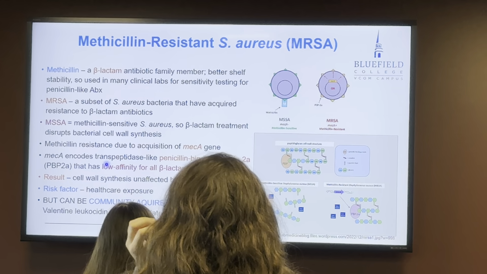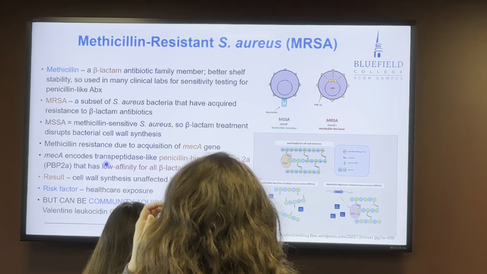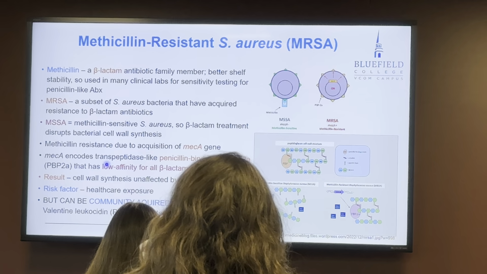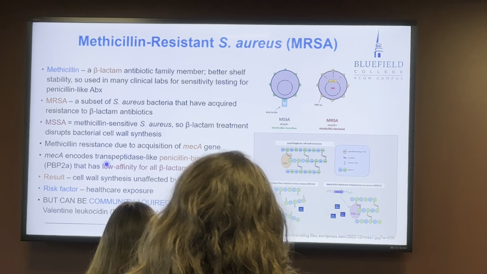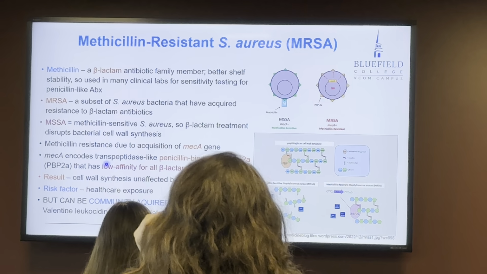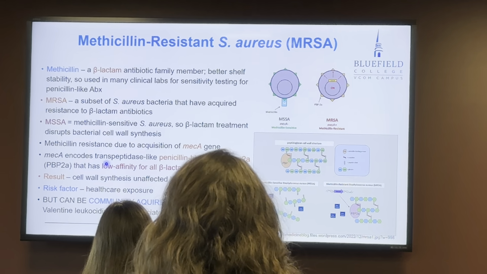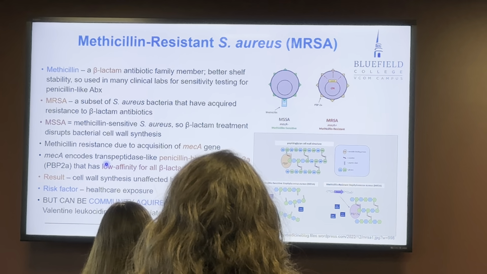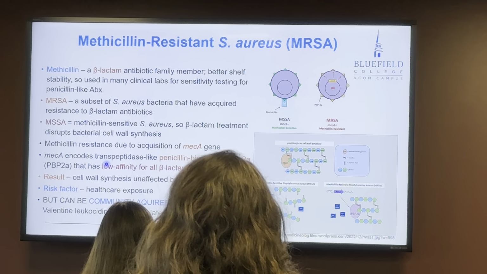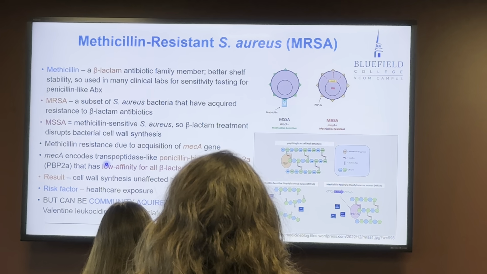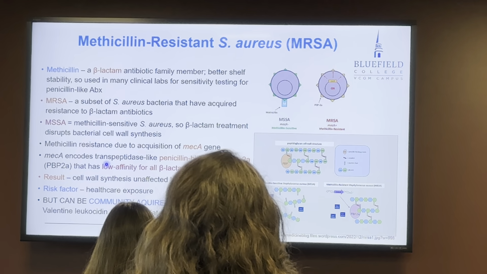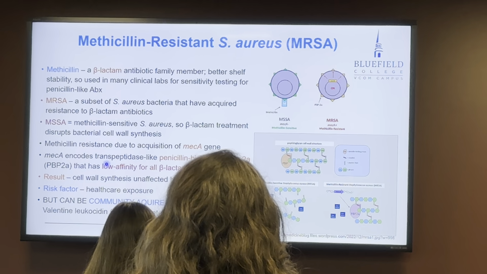It looks like a transpeptidase in that it binds to the peptidoglycan, it binds to the binding site, but it doesn't form that transpeptidase bond that the normal bacterial proteins, not ours, but the bacterial transpeptidases that perform that cross-linking, do. This gene does not do that. But it can now bind the antibiotic, the methicillin, the penicillin, at a very low affinity, but not high enough that it's going to kill the bacteria. So there's the mechanism of action.